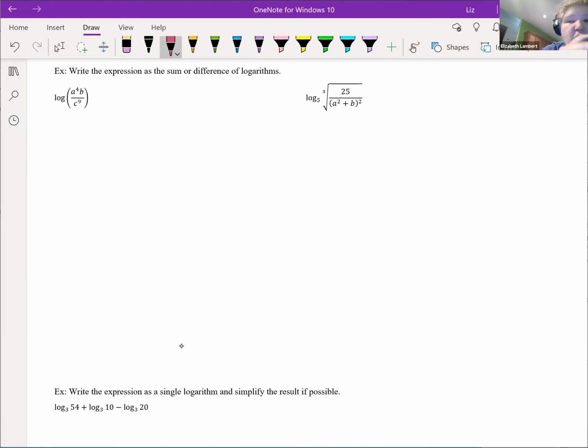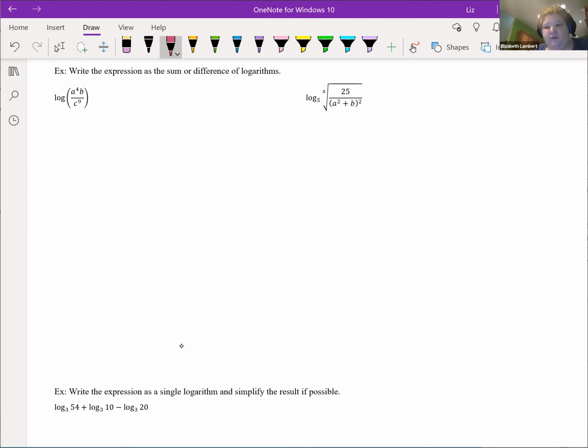So overall, one of the ways to figure out how you're doing this is to figure out what your order of operations would be. So here, inside the parentheses, I would do that first. Within that, I would do the a to the 4th first, then I'd multiply that by b and divide it by the c to the 9th would be calculated. But overall, the division is the second to last step. So that's the first one I want to use my log property on.